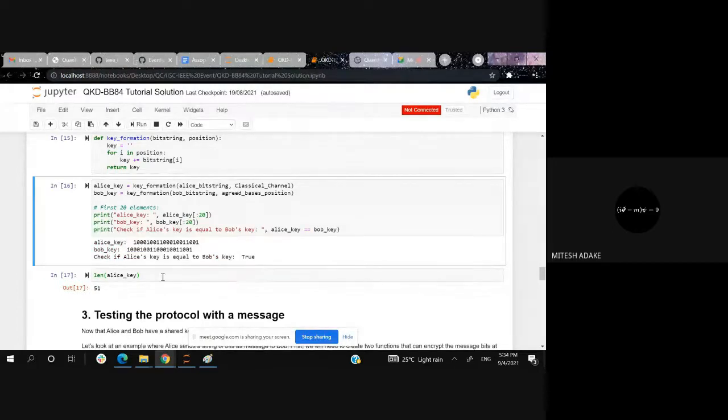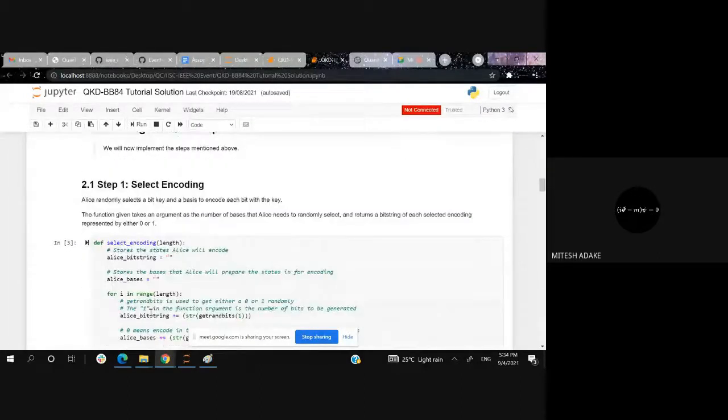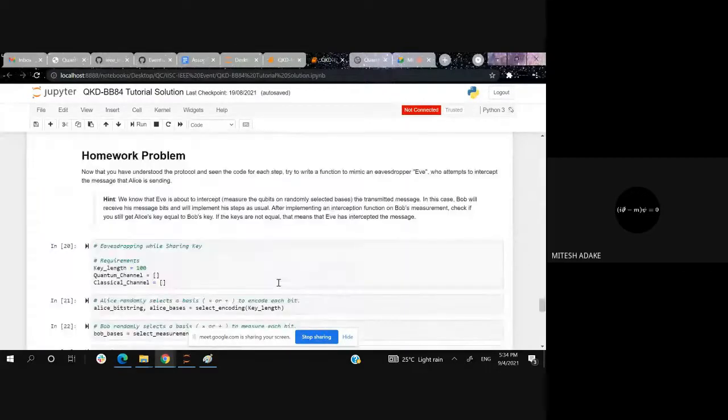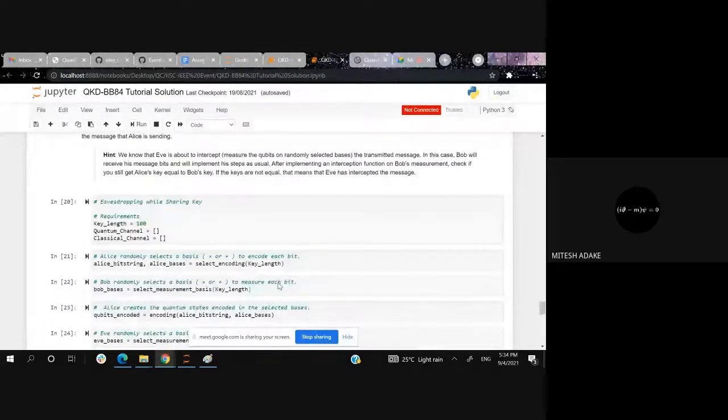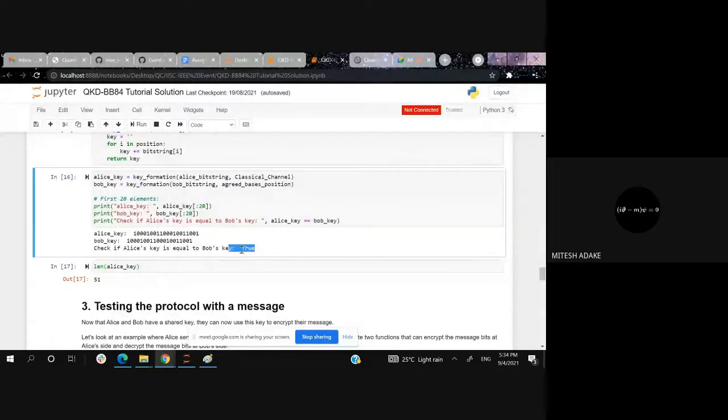You can also see Alice's key is 51. You might obtain different results for these two when you run it, because we have initially stated random generation of bit strings. The only thing you need to check is that you have formed a secure communication between them, that is, you get this as true. This proves that they have gotten a secure communication.